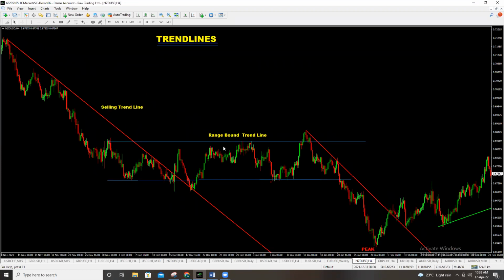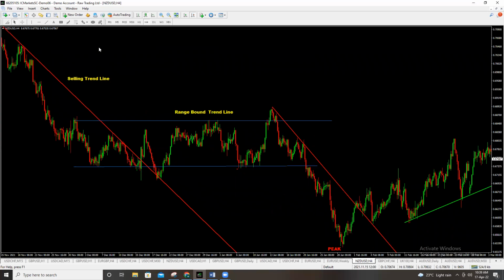Then we have the range. Let's say you encounter a range. Remember, a ranging market is where the market is just pushing up and down, zigzags. It's not having a really nice flow. So what you do, you just draw a trend line from the top side and another one to the bottom side.